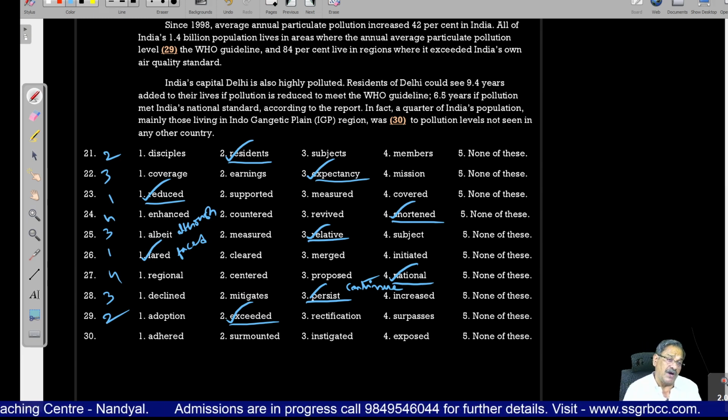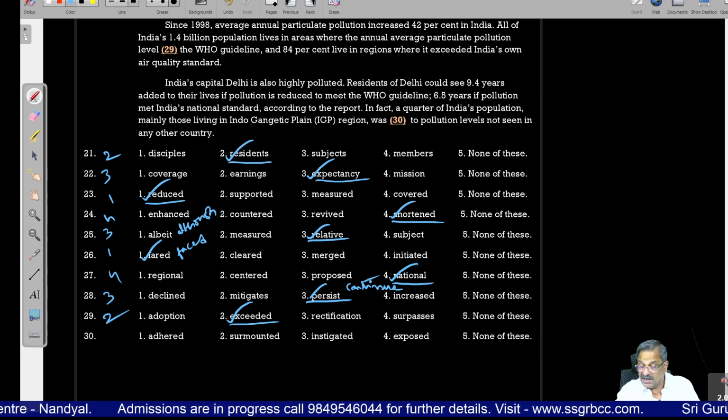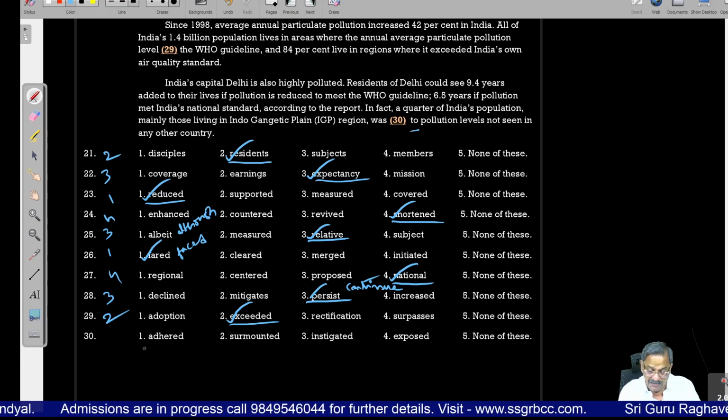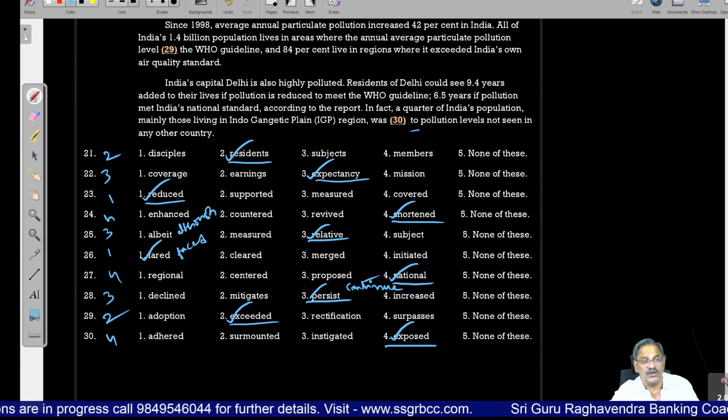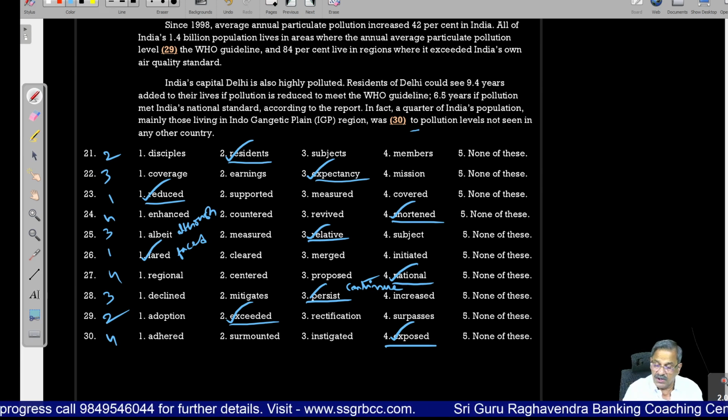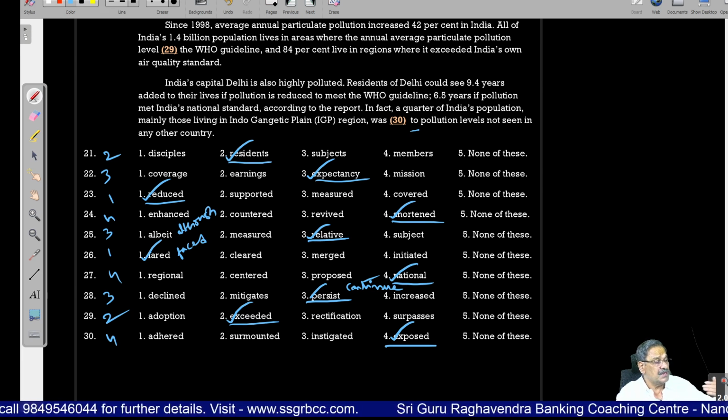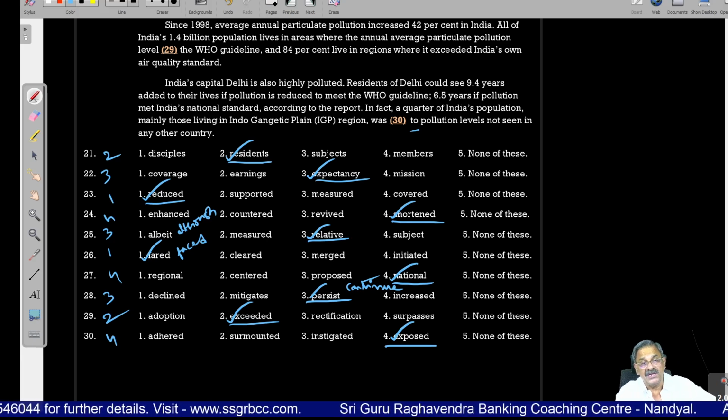Adhered is a word followed by the preposition to. But if you go for the preposition, you may commit errors. But here it is exposed to pollution. So you have to use word order, and to some extent, you have to go as per the context also.